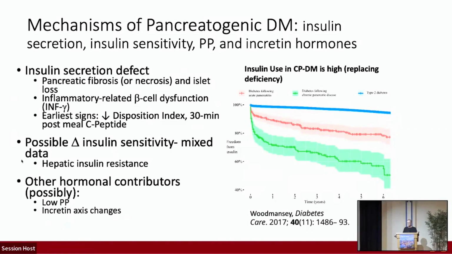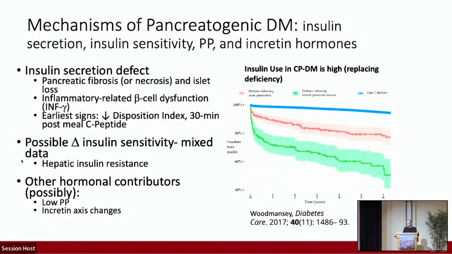If we look at patients with chronic pancreatitis, even if they don't yet have diabetes, that may not be the whole story. For some individuals, there may be some component of insulin resistance or reduced insulin sensitivity. And I think we don't fully understand whether there's other hormonal contributors like a role of pancreatic polypeptide deficiency or changes in the incretin axis that occur with malabsorption.